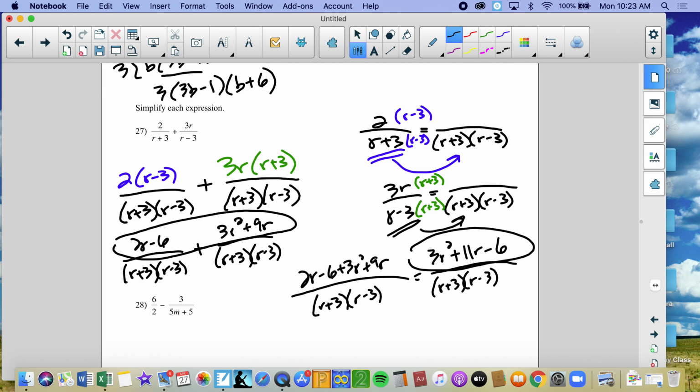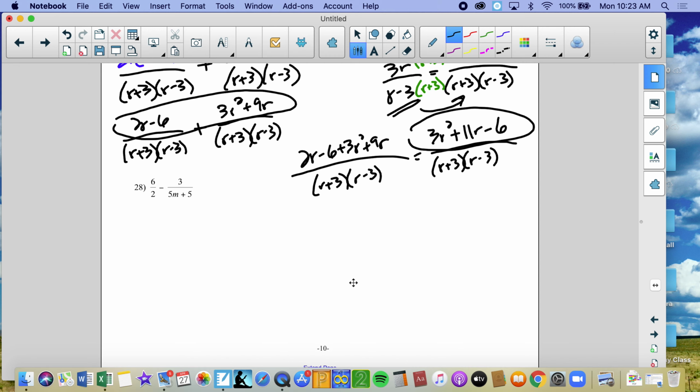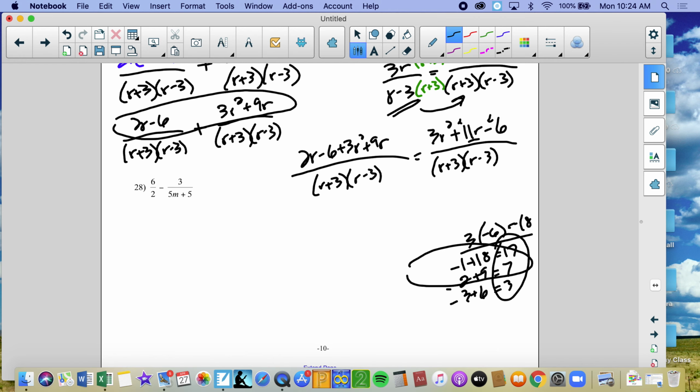Now we have to test and factor. Let's make sure that that's not factorable. So we have a times c, 3 times negative 6 is negative 18: 1 and 18, 2 and 9, 3 and 6. Signs are different, bigger is positive. 17, 7, and 3. None of those equal my middle, so I know that that is not factorable. So this is going to be my final answer. That's a tricky one.